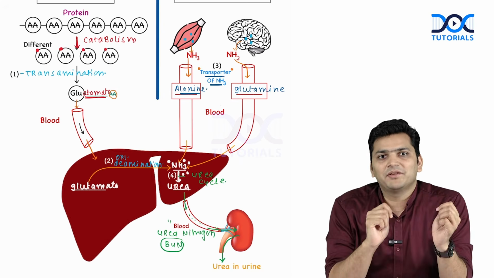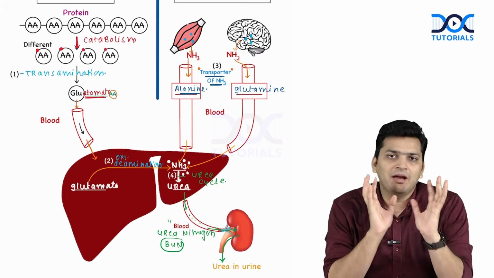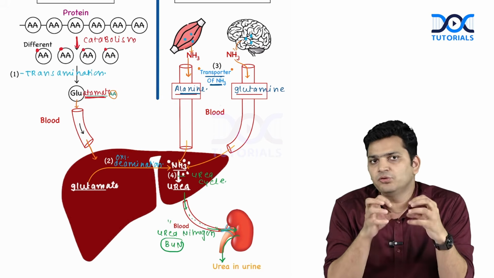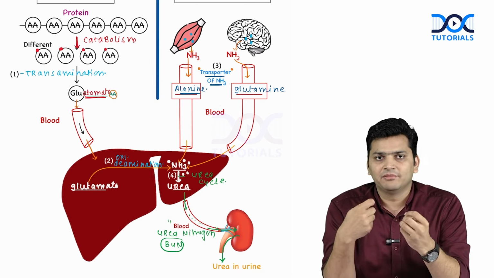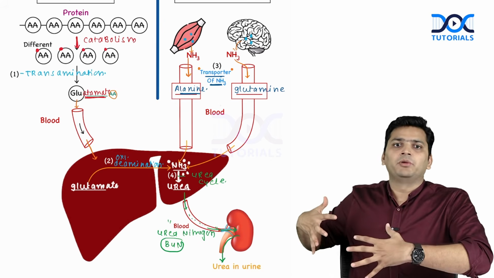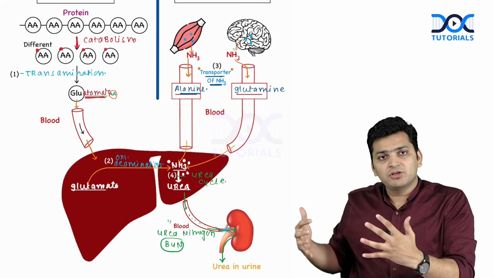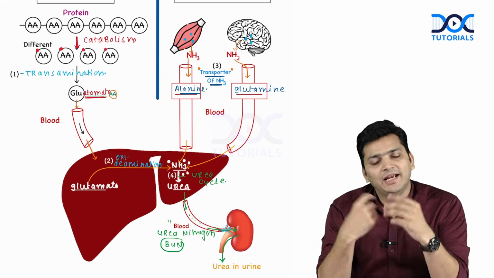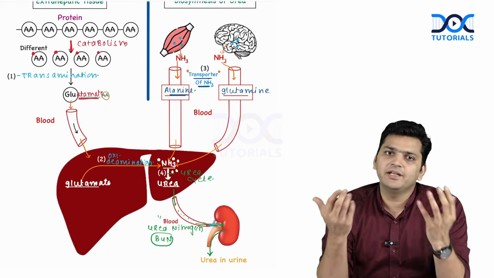Then step number 3 is the transporters. We have 2 transporters of ammonia, alanine and glutamine. Who is going to bring the ammonia from the muscle? Alanine. From the brain? Glutamine. And now the liver is loaded with ammonia. And once there is so much ammonia, it will convert into urea via the urea cycle. And then the urea will go all the way to the kidney and be thrown out.